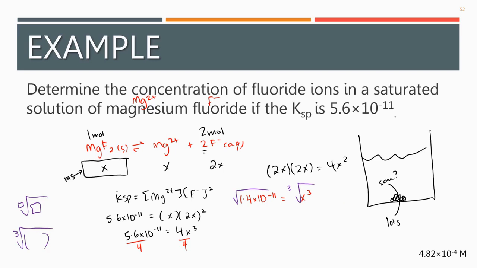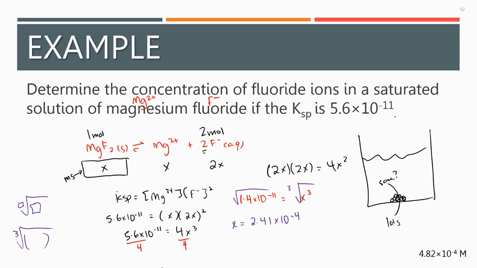So mine, oh no, I screwed up. Oh well. Cube root of 1.4 times 10 to the negative 11 equals 2.41. 2.41 times 10 to the negative 4 is what x is equal to.